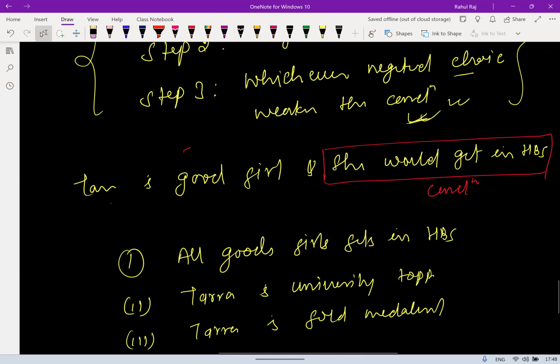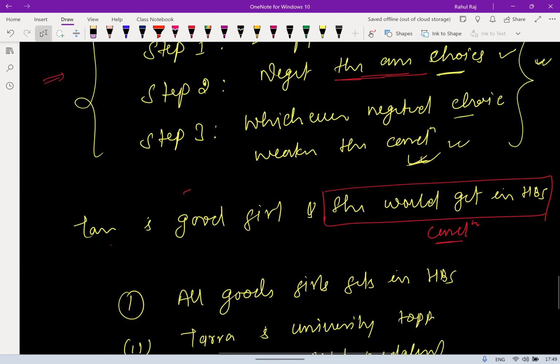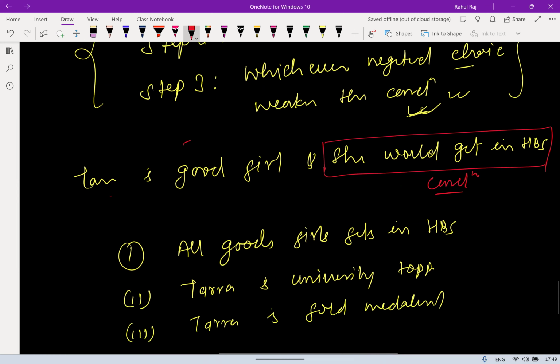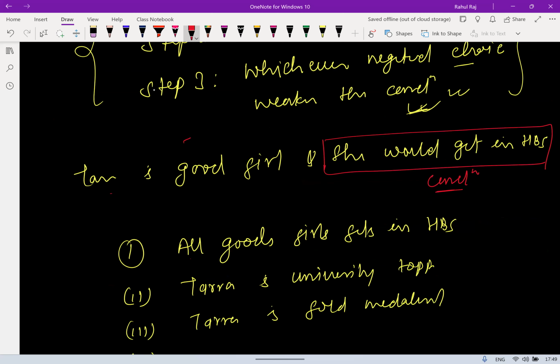Now come down to this point. It says Tara is a good girl. She would get into Harvard. My first job was to get the conclusion. I've got the conclusion: she would get into Harvard. My second job is to negate the answer choices. So imagine all good girls do not get into HBS. If I negate this answer choice, am I breaking my conclusion? Yes or no? Is my conclusion being weakened?